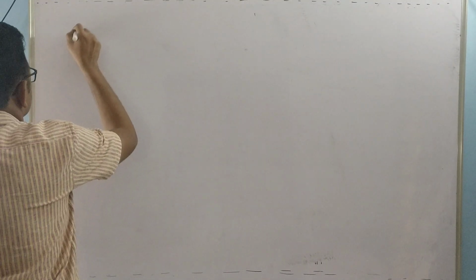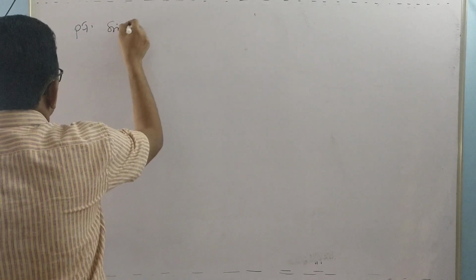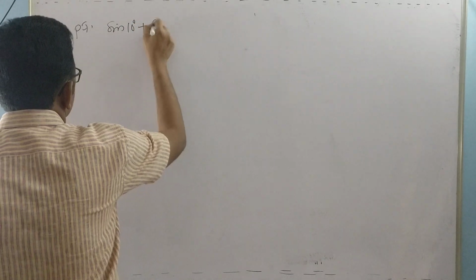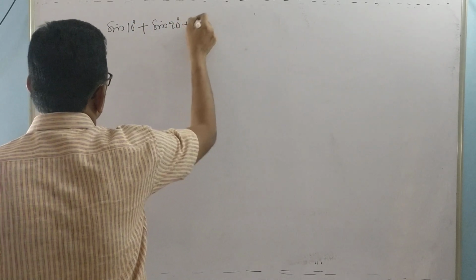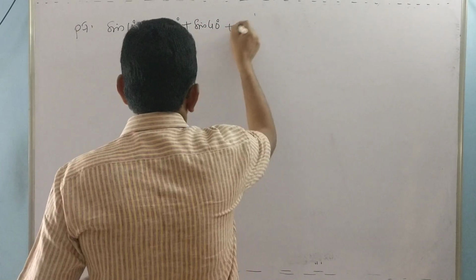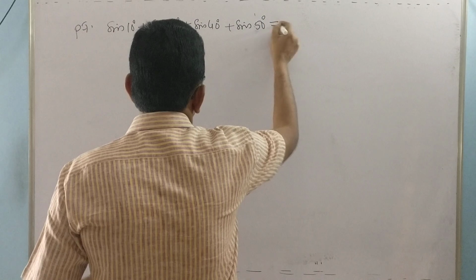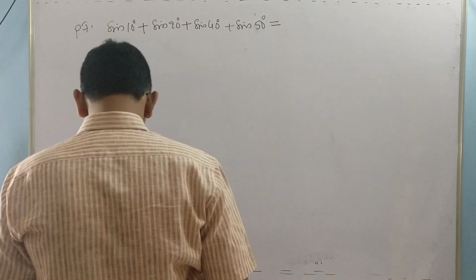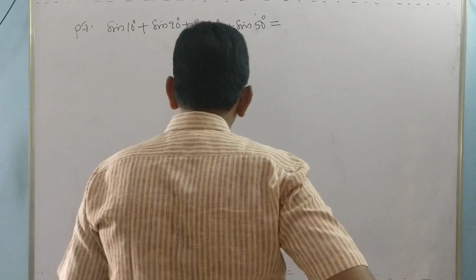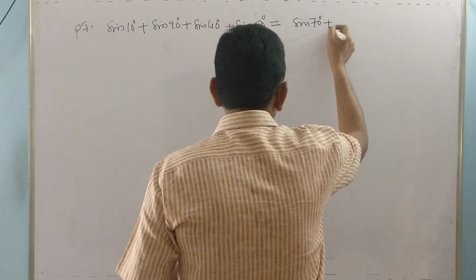Next problem. Prove that sin 10 degrees plus sin of 20 degrees plus sin of 40 degrees plus sin 50 degrees is equal to sin 70 plus sin of 80 degrees.